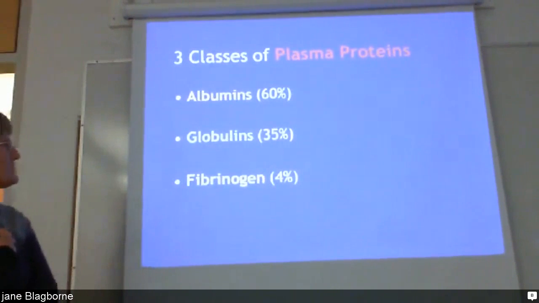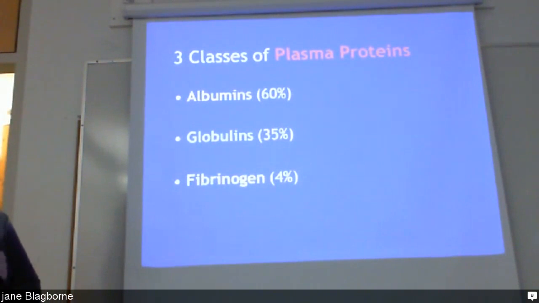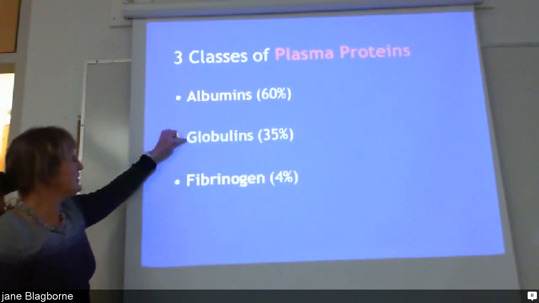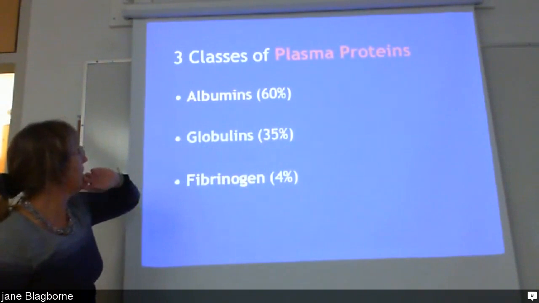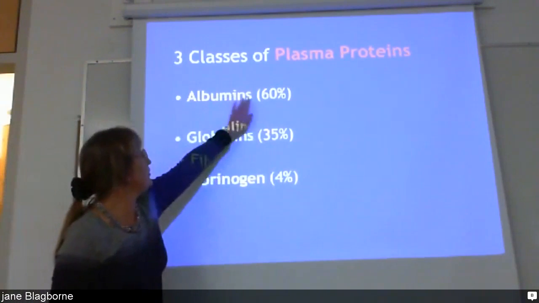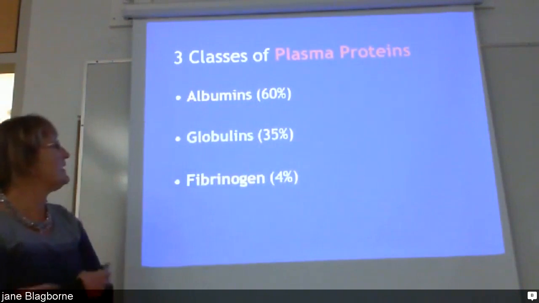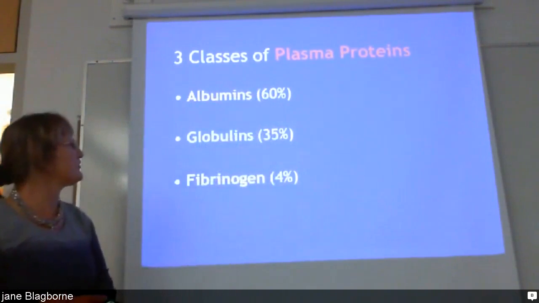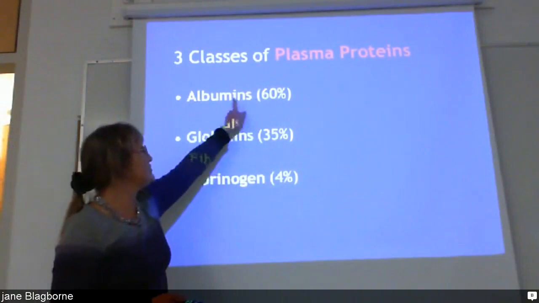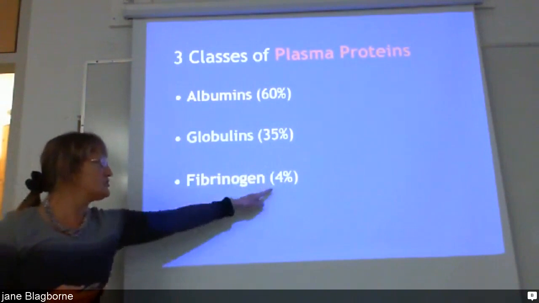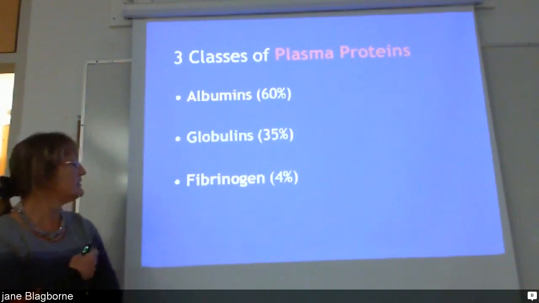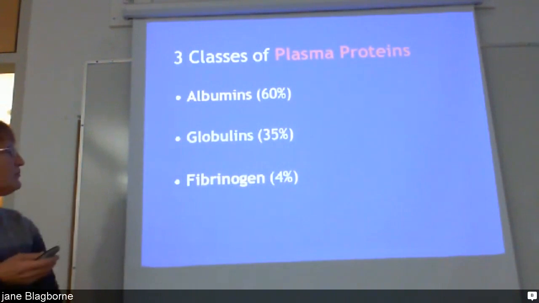So there are classes of plasma proteins: albumins, globulins, and fibrinogen. You can kind of remember by the ins part of it, albumins and globulins. The percentages again, you don't have to remember. It just gives you an idea of how much is involved. Fibrinogen is quite small. So it just gives you an idea of how much content there is.